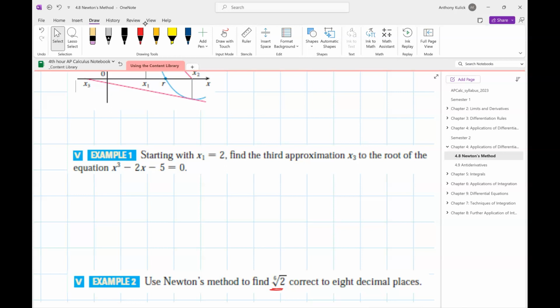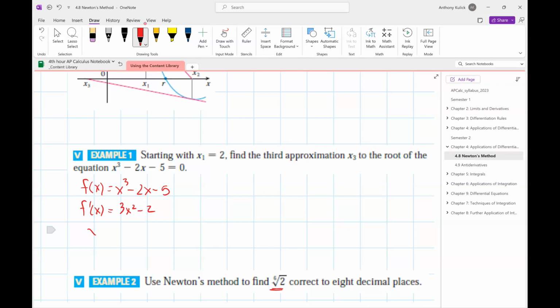Anyways, so let's do an example here. It says, starting with x1 equal to 2, find the third approximation, that is x3, to the root of the equation x cubed minus 2x minus 5 equal to 0. So our f of x is just going to be the equation that's equal to 0. We need f prime of x, which would be 3x squared minus 2. Good.